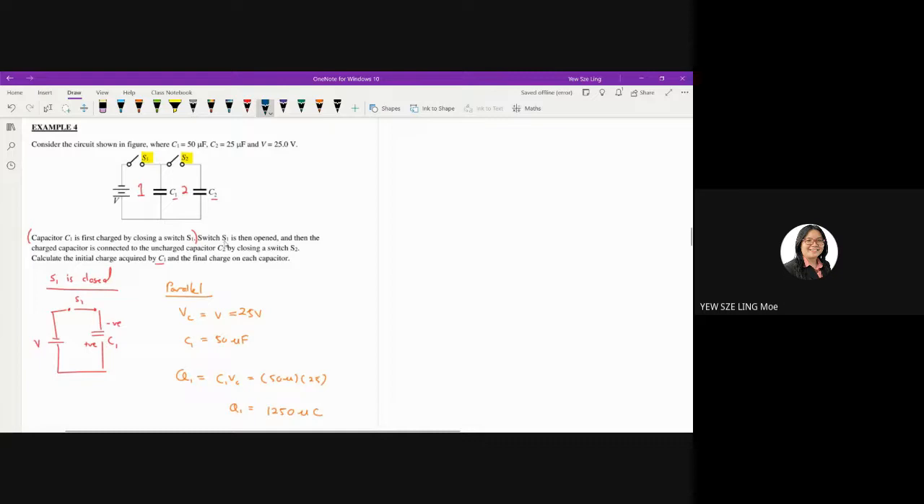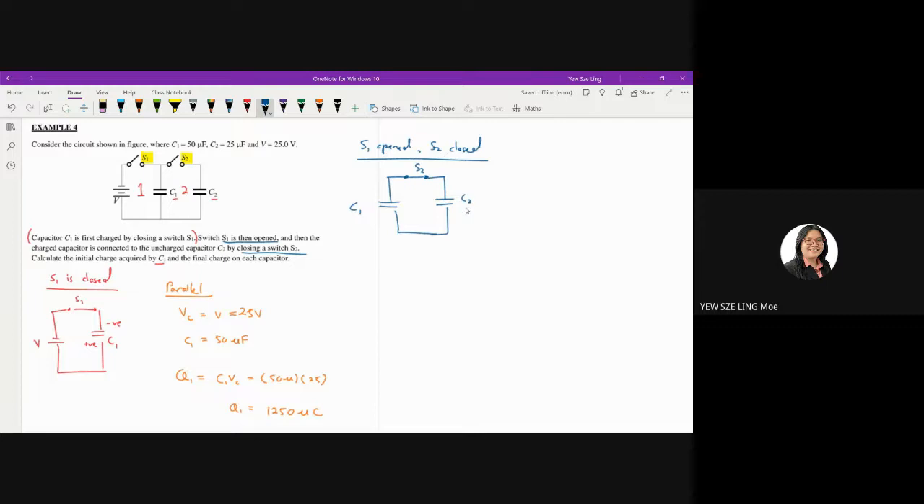Now it tells you S1 is then opened and S2 is closed. Closing switch S2 means that now you connect capacitor C1 to C2, but you disconnect the battery from the system. So with S1 open and S2 closed, our diagram will look like this. This is your S2, connected to C1, and here it is connected to C2.